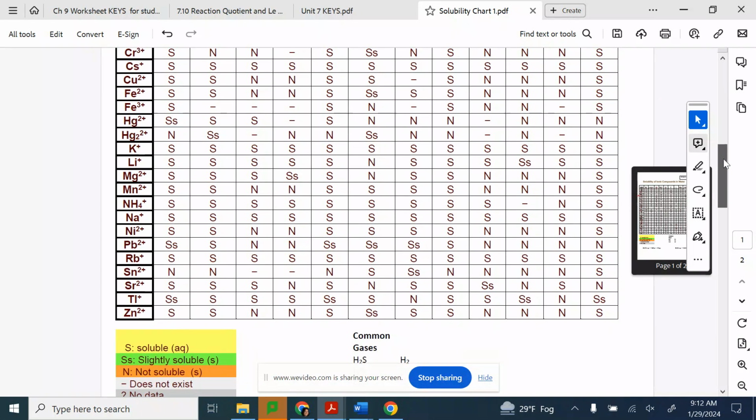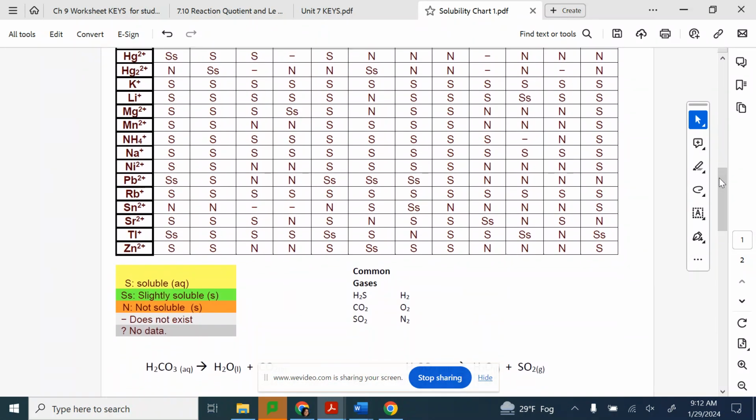If you go down to the bottom of your sheet, I have given you a key down here. This means that this is going to be soluble. This is going to form a precipitate then. That's what N in the box means. Not soluble, which means it's going to stay as a solid. It's not going to break up into its ions.